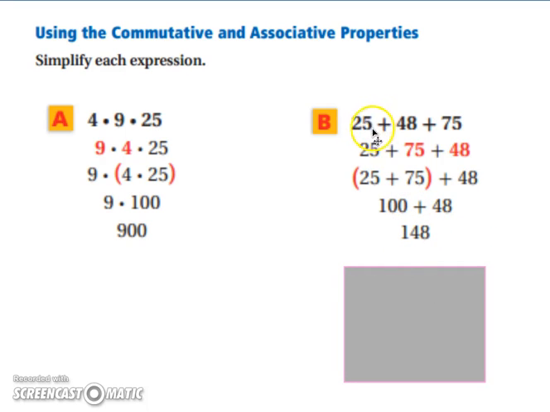Much faster than if you were to try to add 25 and 48, and that would be 73, and then you're going, okay, well 73 and 75, that's going to give me like 148. Way more math than if you were to just go, okay, 75 and 25 make 100, add on the 48.